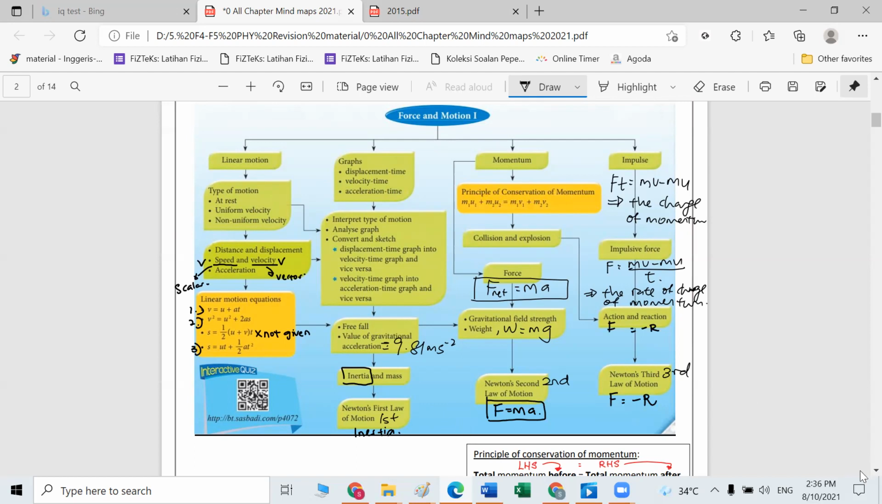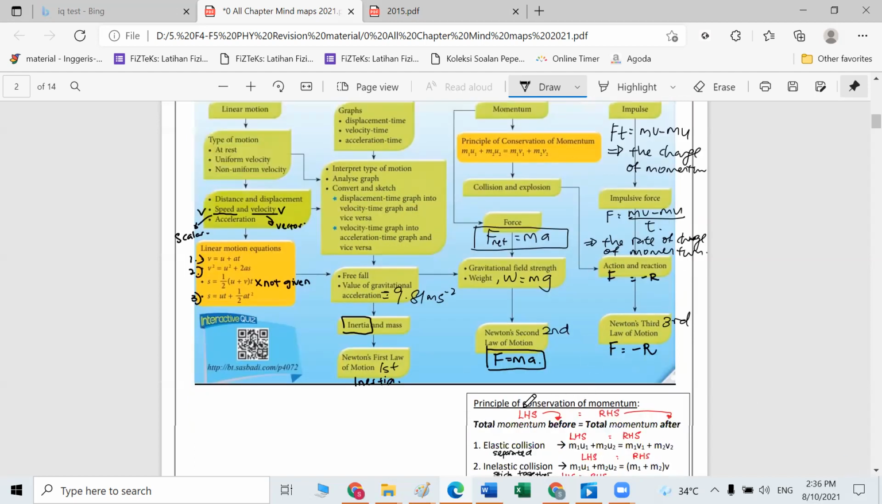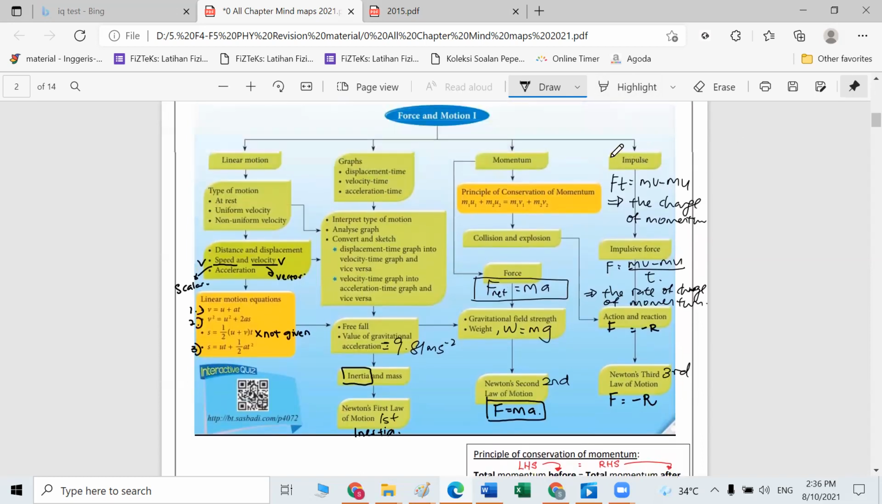Then we will see here again. Then impulse is Ft equals to mv minus mu. Impulsive force is F equals to mv minus mu over t. So the difference is impulsive force got t at the bottom, so we say the rate of. But this one is just the change of momentum.